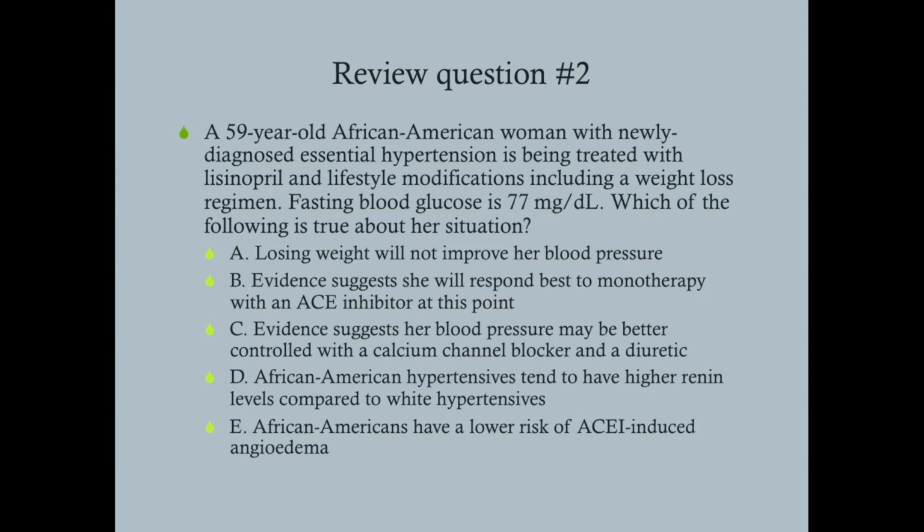A, losing weight will not improve her blood pressure. B, evidence suggests that she will respond best to monotherapy with an ACE inhibitor at this point. C, evidence suggests that her blood pressure may be better controlled with a calcium channel blocker and a diuretic. D, African American hypertensives tend to have higher renin levels compared to white hypertensives. Or E, African Americans have a lower risk of ACE inhibitor-induced angioedema. We talked about this in our talk, so let's see if you've been paying attention.